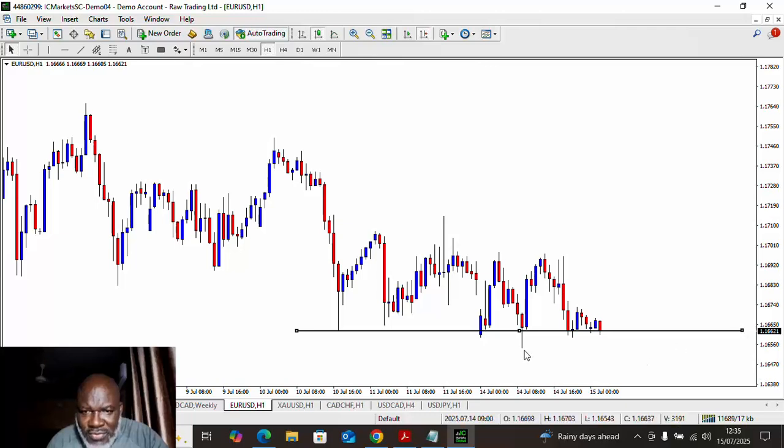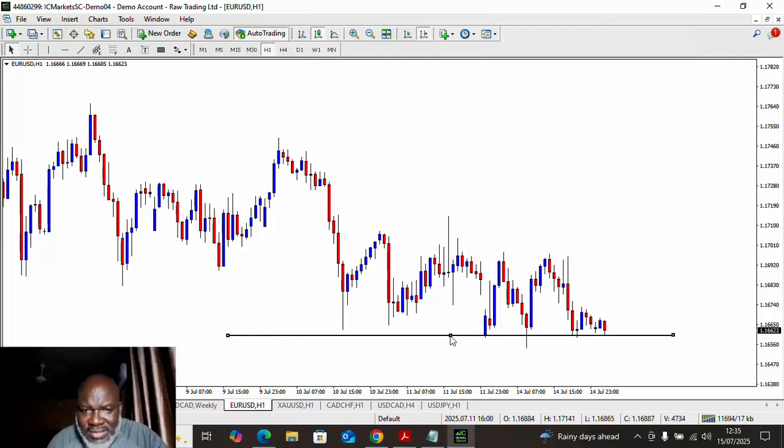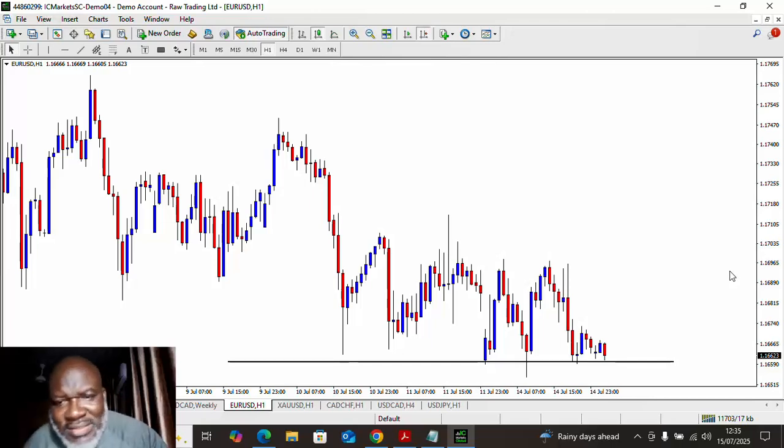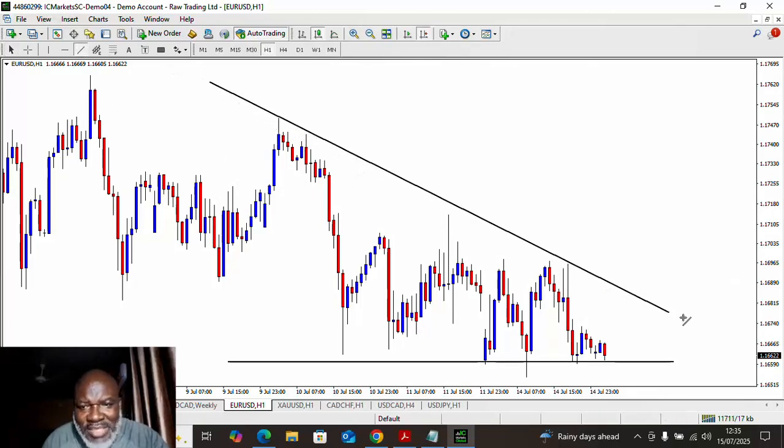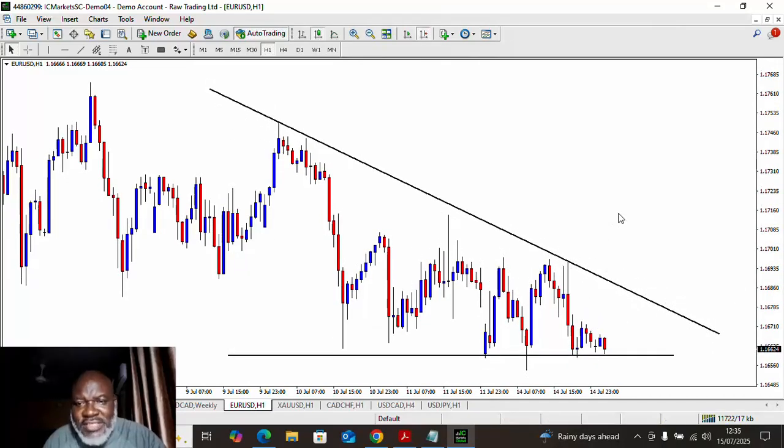All right, so you can see what the market is doing here now. The market is dropping, and let me give it a lot more technical perspective. We have a descending triangle here. But look at what this market is currently doing here.